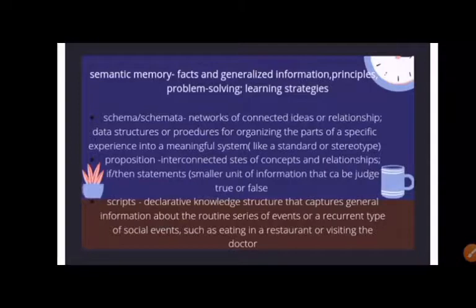So schema or schemata: networks of connected ideas or relationships, a data structure or procedure for organizing the parts of a specific experience into a meaningful system, like a standard or stereotype. The schema or schemata describe a pattern of thought or behavior that organizes categories of information and the relationships among them.